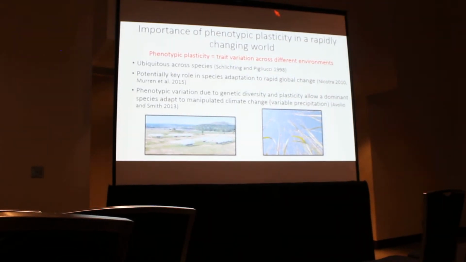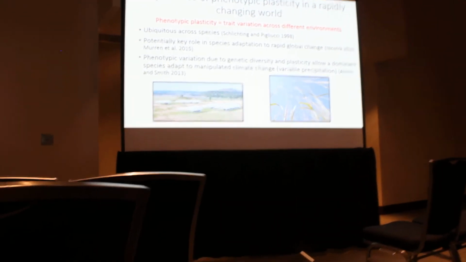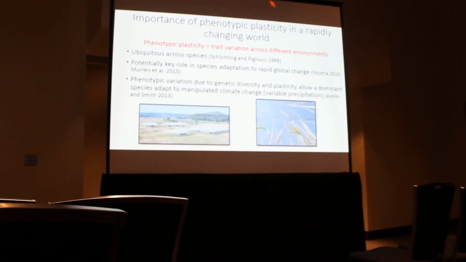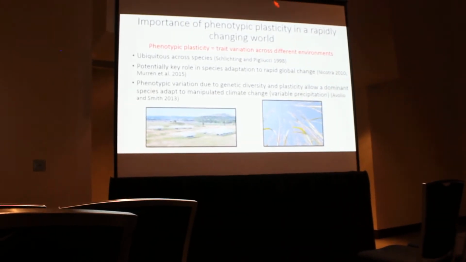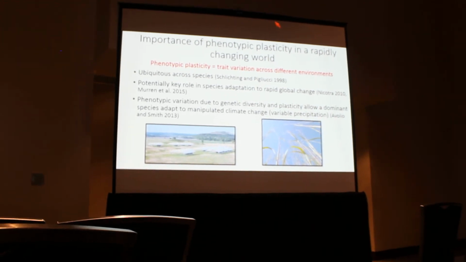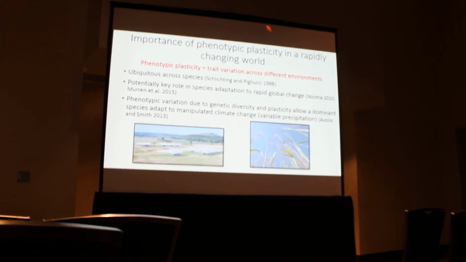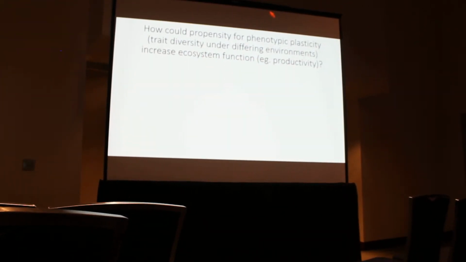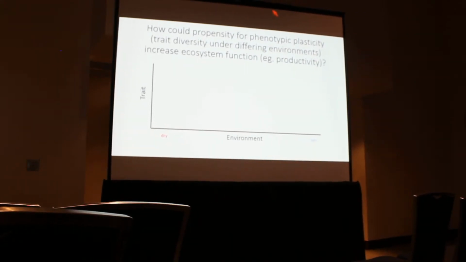And in a study done in tallgrass prairie, in a long-term manipulated climate change experiment, they found that in the dominant species, phenotypic variation due to genetic diversity and plasticity allowed this dominant species to adapt to variable precipitation. So this suggests that phenotypic plasticity could likely play not only a large role in adaptation, but possibly also be important to ecosystem function.